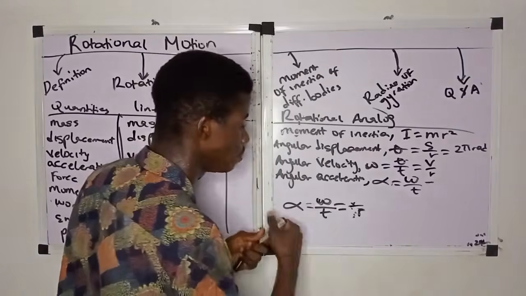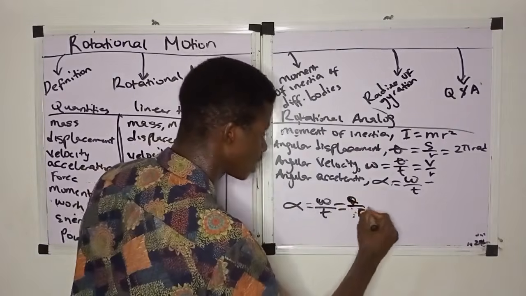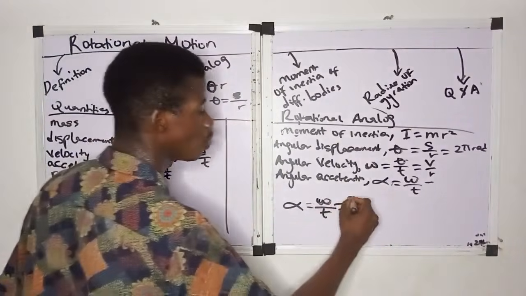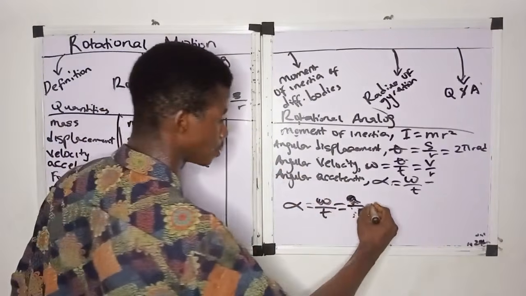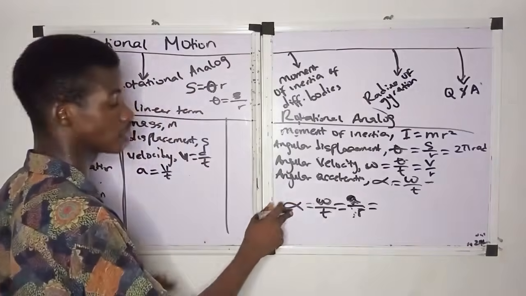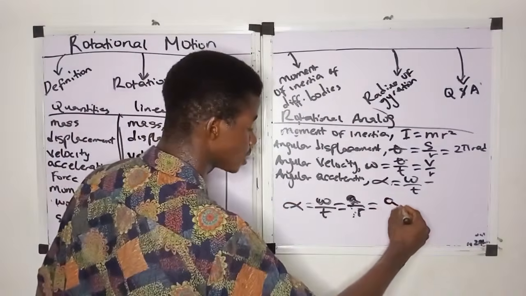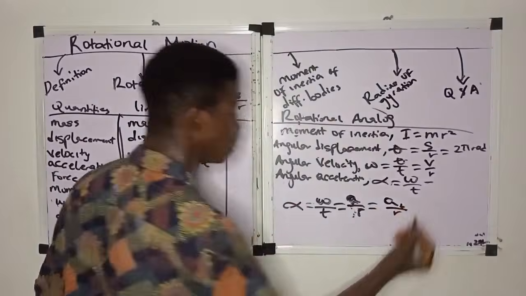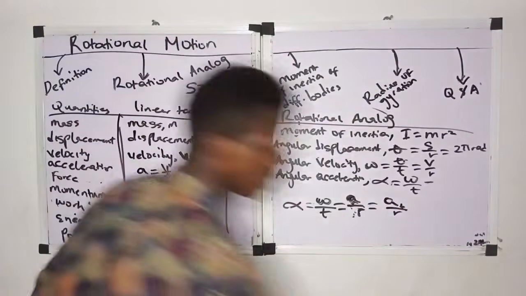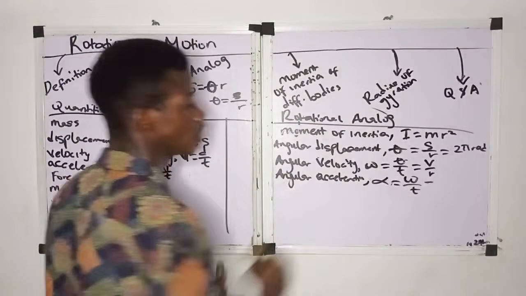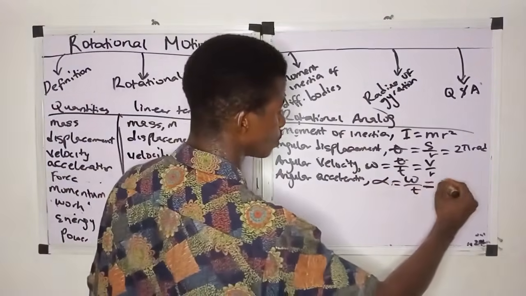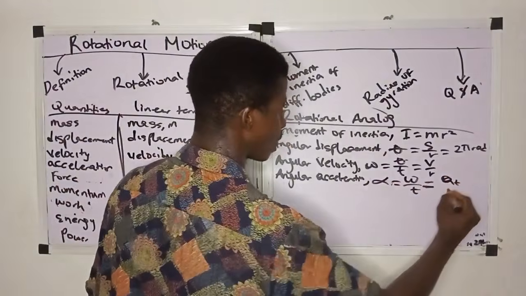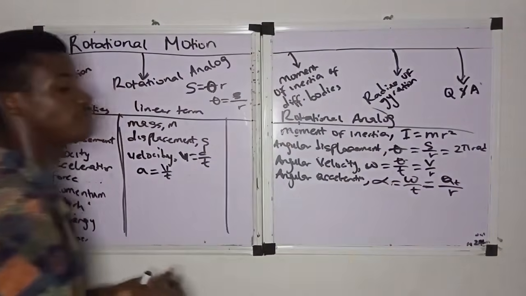So everything here will be a over r. This acceleration is known as tangential acceleration. So therefore, angular acceleration is equal to tangential acceleration over radius. So it's very easy. Angular acceleration is equal to angular velocity over time, which is still equal to tangential acceleration over r. Yes, this is very important.